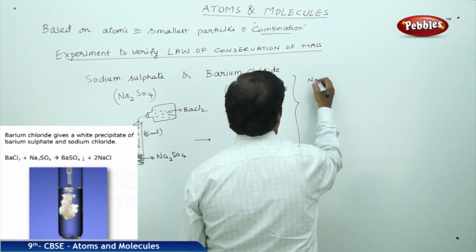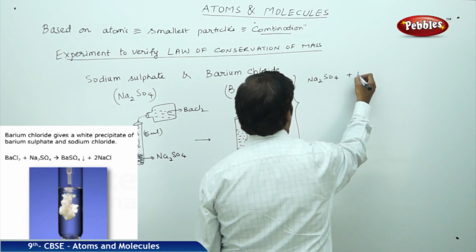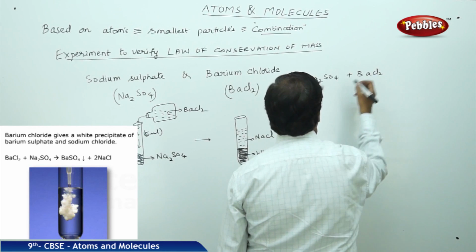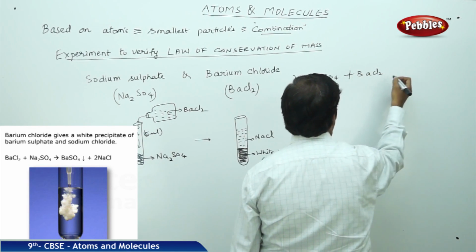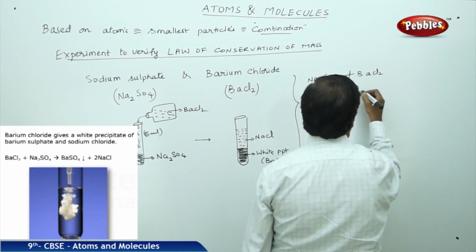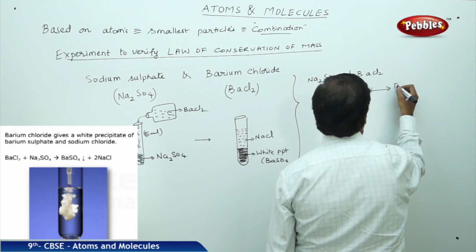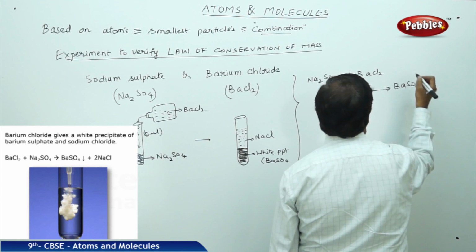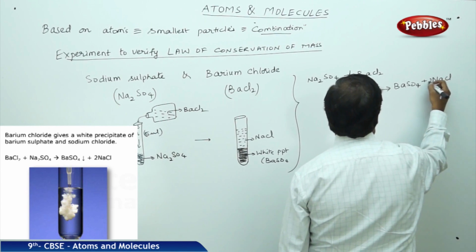Sodium sulfate plus barium chloride gives you barium sulfate plus sodium chloride.